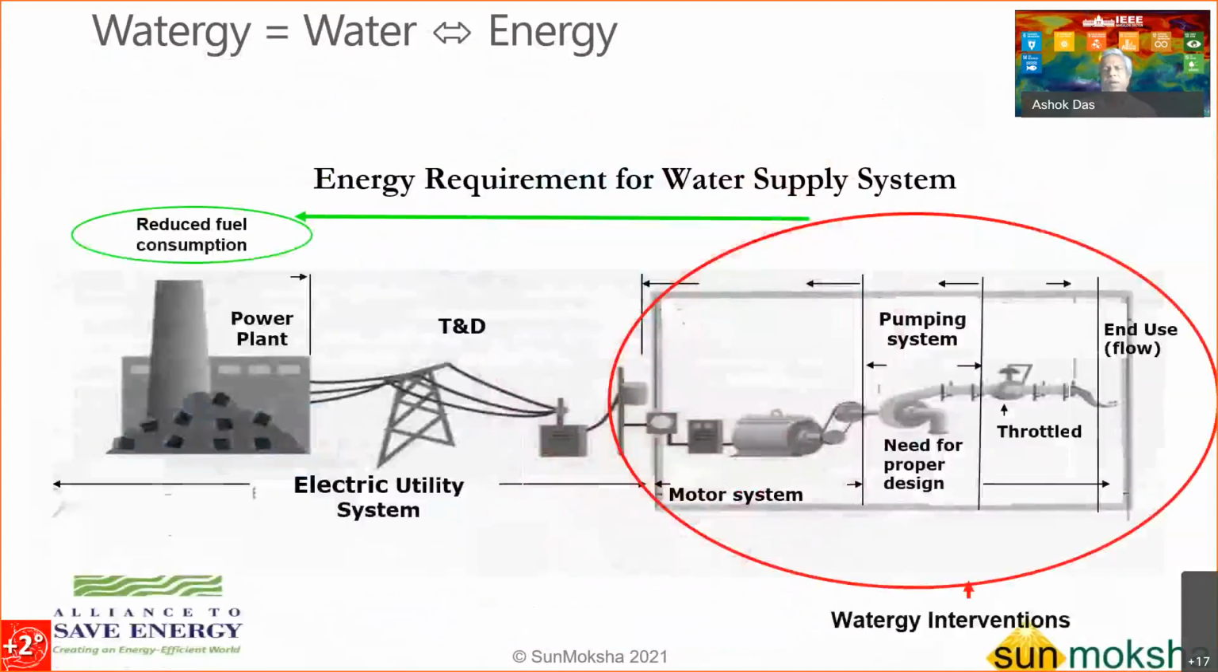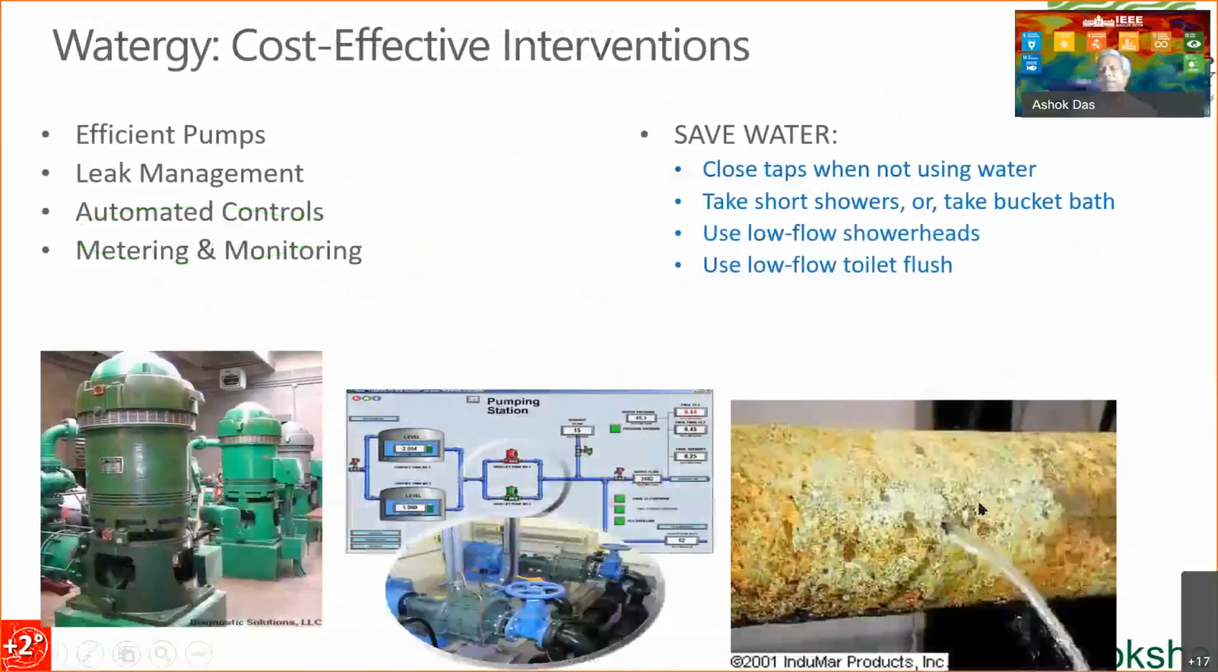Lastly, the agriculture. Water, you may ask, how is water related to energy? You remember, every water that you put out of your tap has been pumped for a long distance to bring to your end location. It requires a lot of energy to pump that water. And if you have leakage, if you have systems that do not conserve water, there is a lot of waste. So we need efficient pump, leak management, automated controls, metering. Close the tap water when not using. Take a short shower, using low flow shower heads.